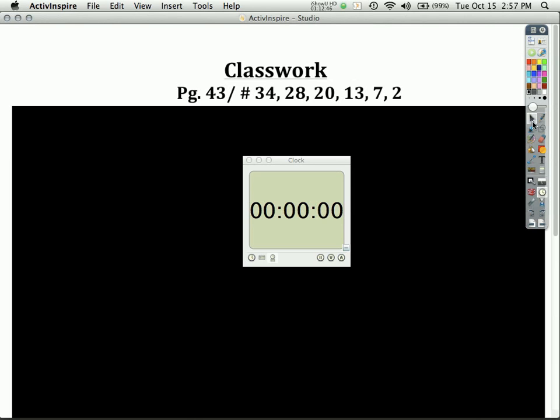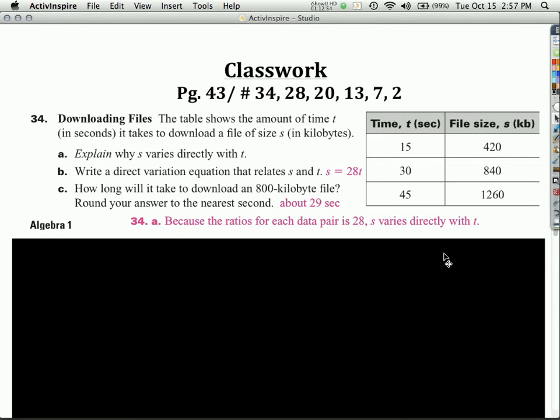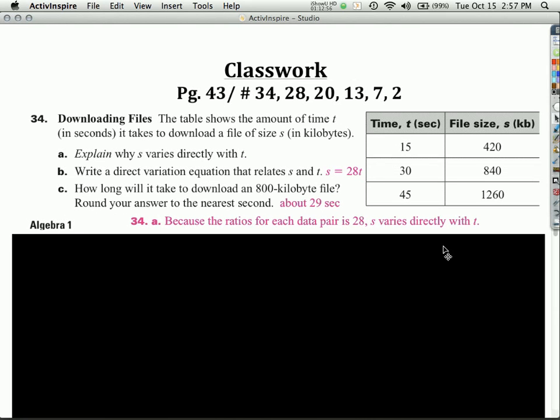Okay, colored pens up. Let's see how we are doing with direct variation so far. Number 34, part A is actually down here at the bottom. Part B is right here. Part C is right here. Check your answers carefully. You can mark each one separately, so you got 3 different answers there.